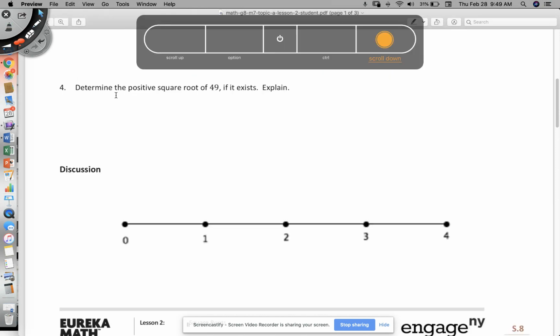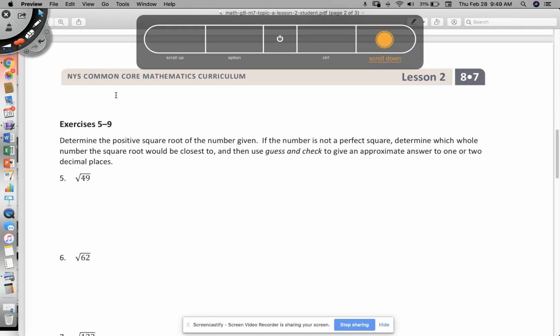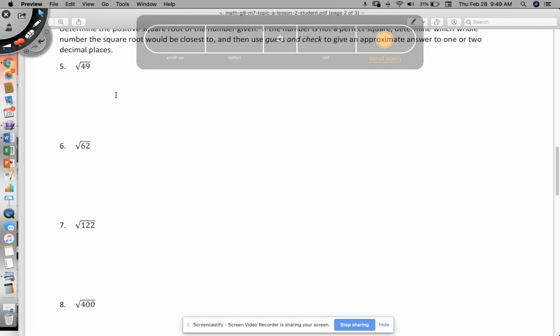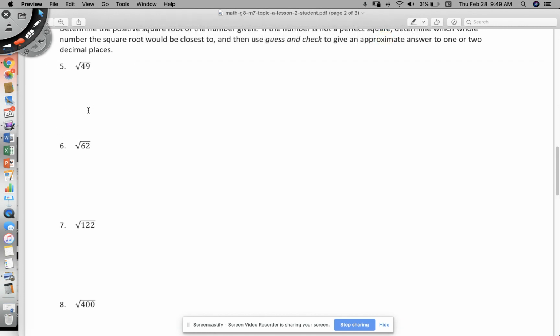Let's go ahead and go on to number 5. Now, number 5, you're going to find the square roots of these. So the square root of 49 is going to be positive or negative 7. Now, the square root of 62. 62 is not a perfect square. So you remember from the previous lesson, we were saying what it fell between. So we're going to say on this one, this is between 7 and 8.